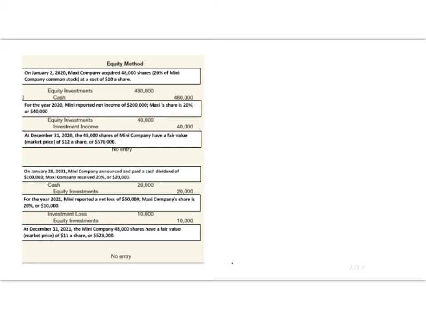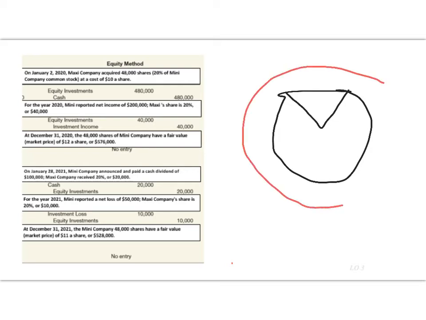For the year 2020, Mini reported net income of $200,000. And we know that in that case, 20% of that income is ours. I will go ahead and draw that equity share that we used to have. And remember, about 20% is ours. When Mini reported net income, you know that net income will be closed to retained earnings, and retained earnings is part of equity. So as a result, equity in Mini just grew by 200,000. So I'll write 200,000. And remember, if you look at this little cutout that I did, this is our share, 20%.